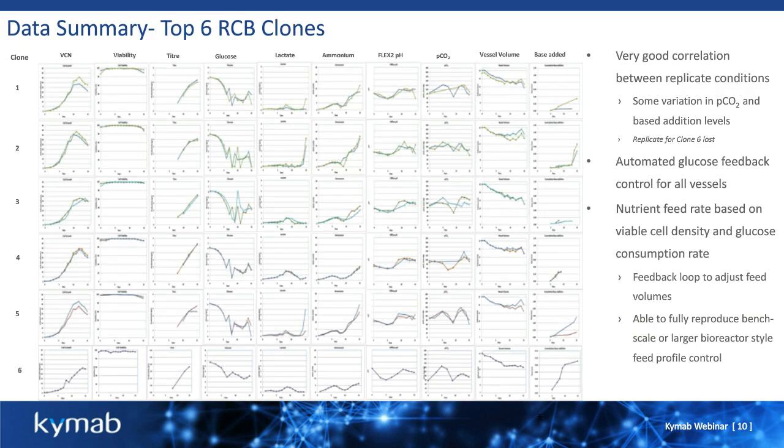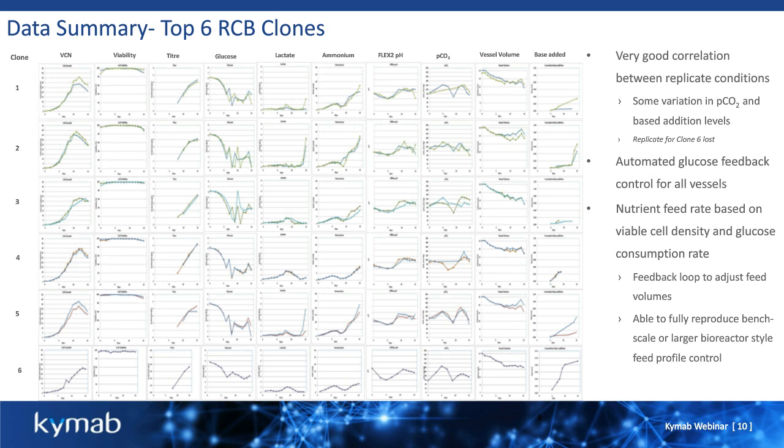So this slide pulls out some key data for the top 6 RCB clones, and the data for each clone is in rows. As you can see, we saw very good correlation between the replicate conditions in terms of cell culture, titer, and metabolic profiles. There were some variations in terms of CO2 and base addition levels.